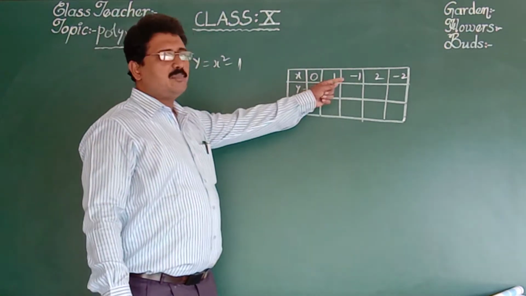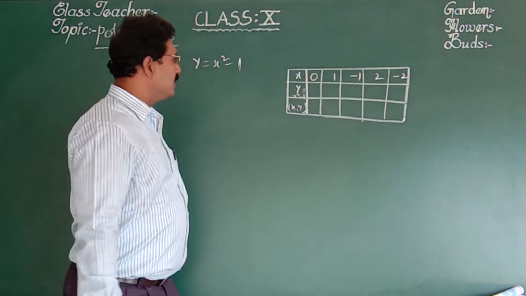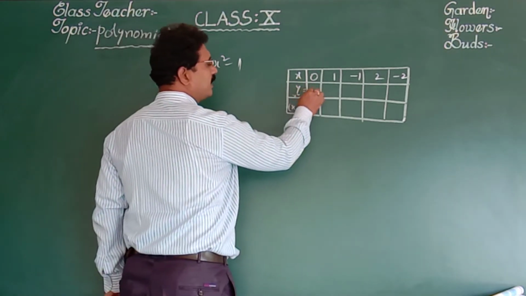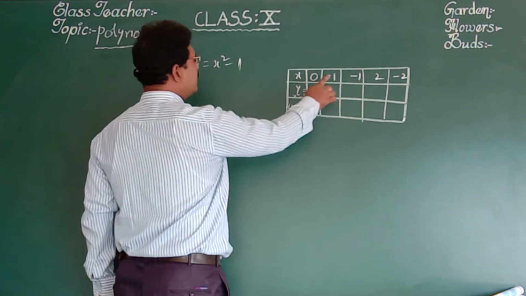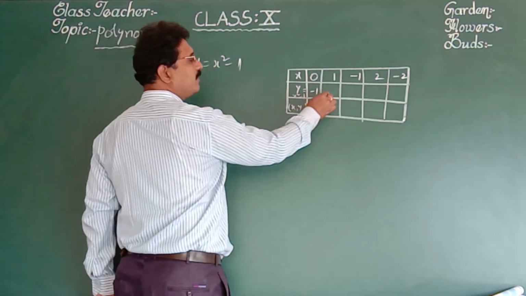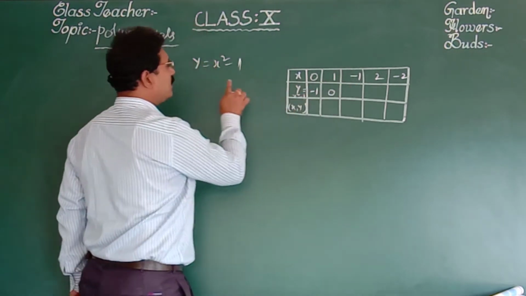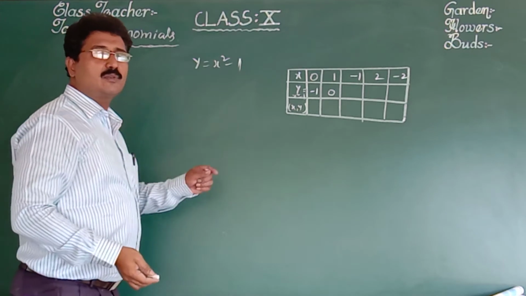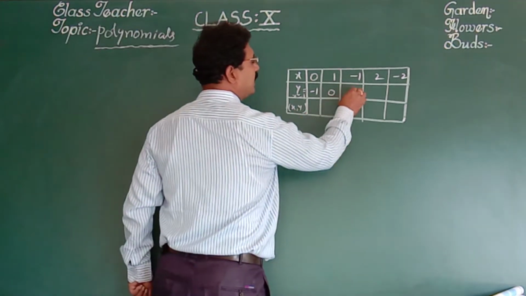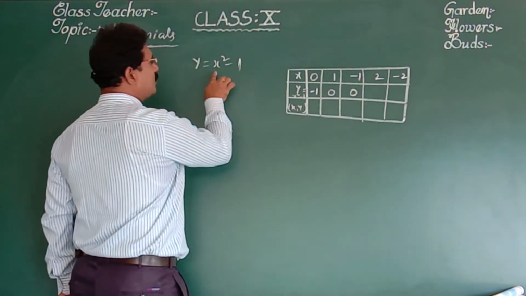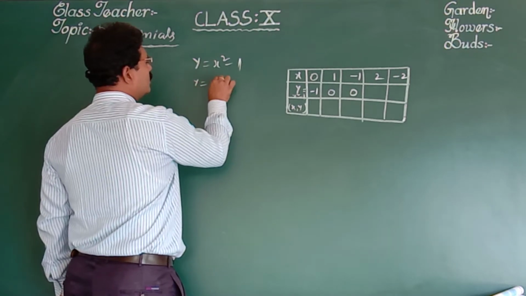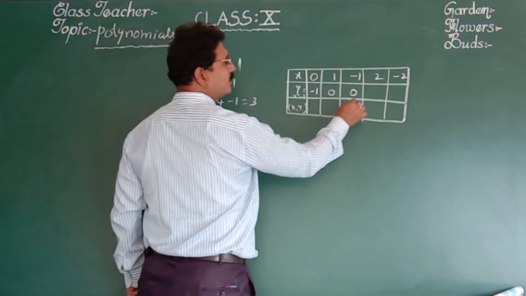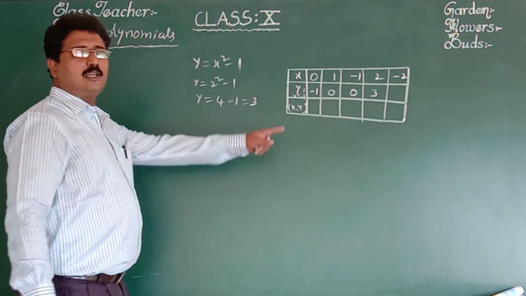Now, these are the approximate values. Suppose x is equal to 0, y is equal to x square minus 1, 0 square minus 1, which is minus 1. X is equal to 1: 1 square is 1, 1 minus 1 is 0. X is equal to minus 1: y is equal to minus 1 whole square, which is plus 1, plus 1 minus 1 cancels, 0. X is equal to 2: y is equal to 2 square minus 1, 2 square is 4, minus 1, what is 4 minus 1? 3. Next, x is equal to minus 2.